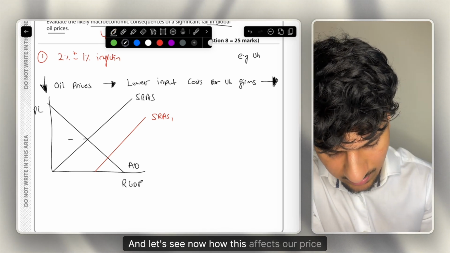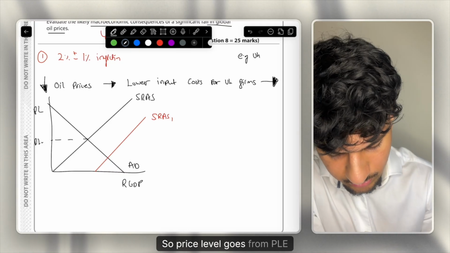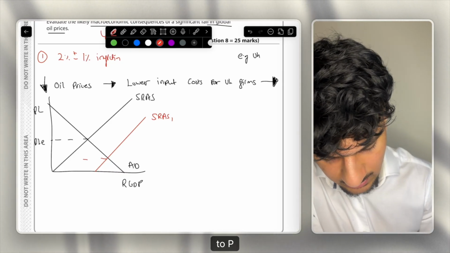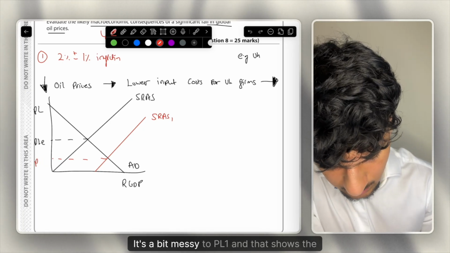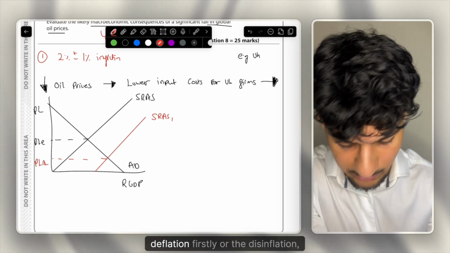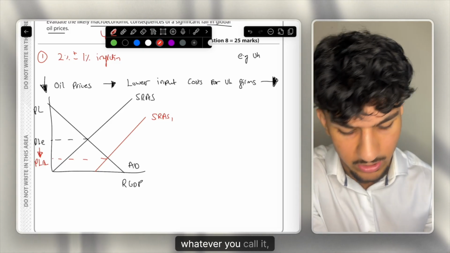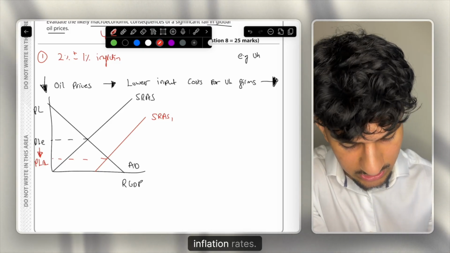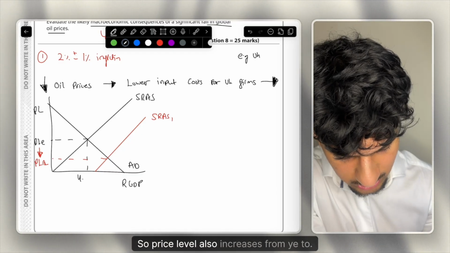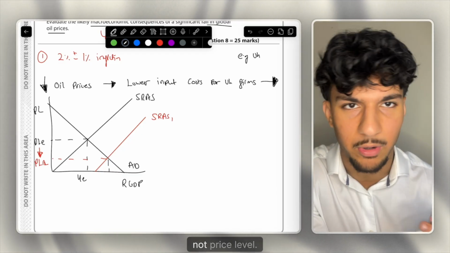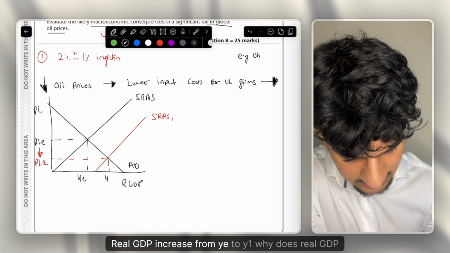And let's see now how this affects our price level. So price level goes from PLE to PL1, let me try that again, it's a bit messy, to PL1, and that shows the deflation firstly, or the disinflation, whatever you call it, the decrease in inflation rates. And then let's also see the second effect. Real GDP increases from YE to Y1.